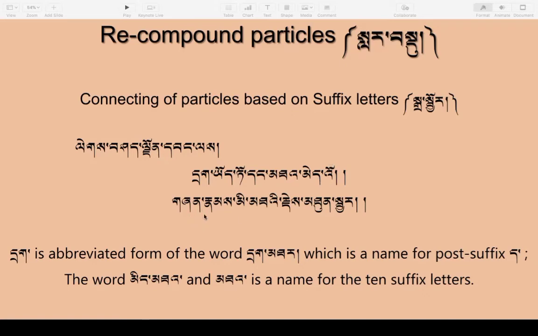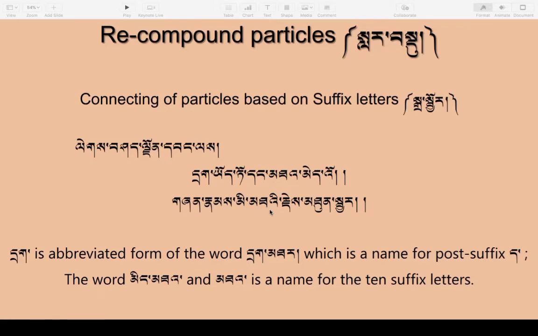And then it states shenam. Shenam means the other. So we have seen there are 11 of these recompound particles. To and ho follow in such a manner where to follows the word or name which has the post-suffix letter ta, and ho follows any word that doesn't have any of the 10 suffix letters. All the rest, which are the other 9 particles, should follow Mingta.